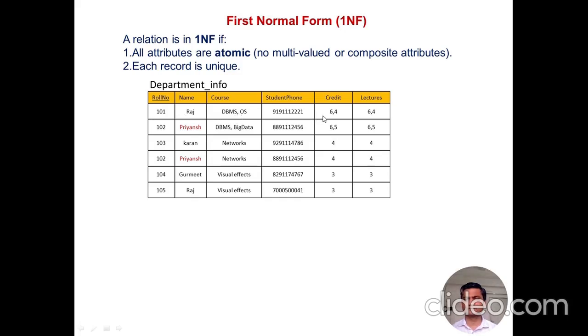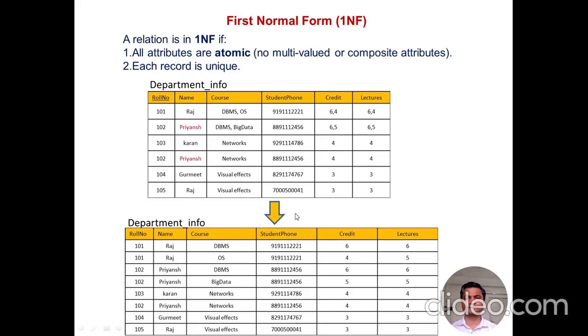So the value of course is not atomic. Similarly, the attributes credit and lectures also have multiple values. The same case exists with Priyansh. Therefore, we can say this table is not in first normal form. To convert it into first normal form, we must make sure that the values of each attribute are atomic.